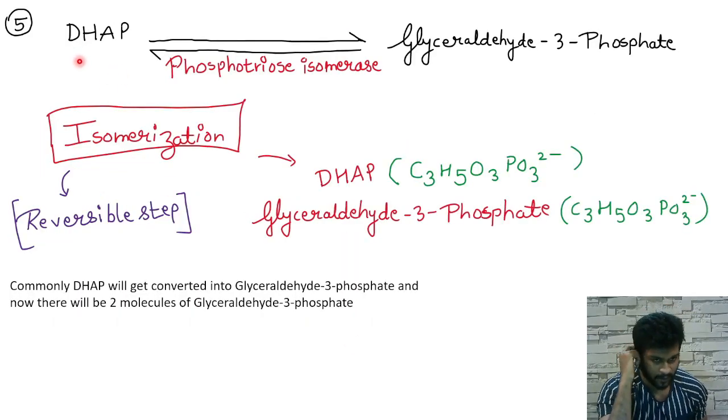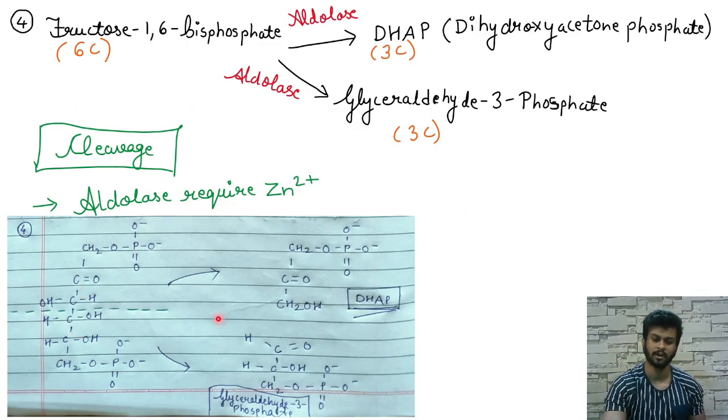Okay. In this step, there will be interconversion of DHAP into glyceraldehyde 3-phosphate, which is catalyzed by an enzyme phosphotriose isomerase. As the name of the enzyme is isomerase, the step is isomerization, which is a reversible step. There are two isomers which have been formed, DHAP and glyceraldehyde 3-phosphate, as evident from their chemical formula. If you actually count the number of carbon, hydrogen, oxygen, you will find that in DHAP and glyceraldehyde 3-phosphate, they will be same.